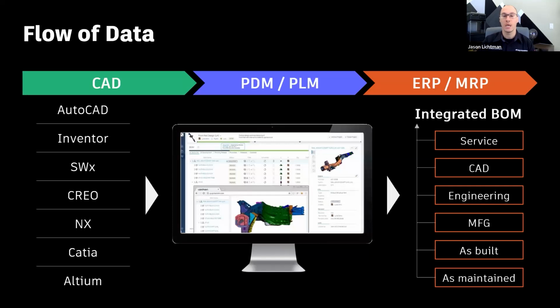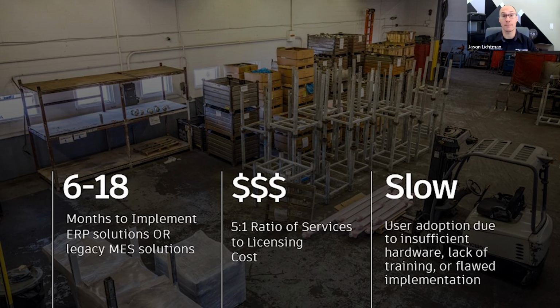Now, keep in mind that ERP solutions, as I mentioned, are massive. And as a result, there are some major challenges that come with them. For example, they typically take 6 to 18 months to implement MES or legacy MES or these massive ERP solutions.